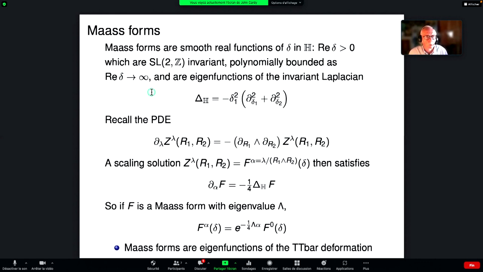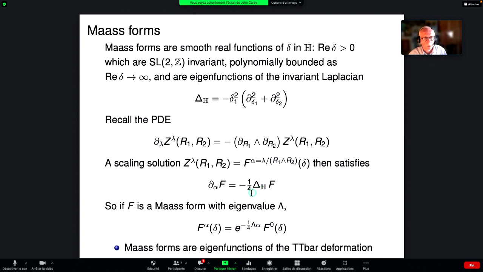And these seem to be important in mathematics, and they're very interesting in all kinds of ways. So if you recall the PDE which I wrote down, if we have a scaling solution of this, which is what we have, that is, in principle, it doesn't depend upon these three variables, but it only depends on delta, which is a modular parameter, and this dimensionless form of lambda, then it's a matter of a few lines of algebra just to show that this PDE reduces to a very simple diffusion equation on the half plane.